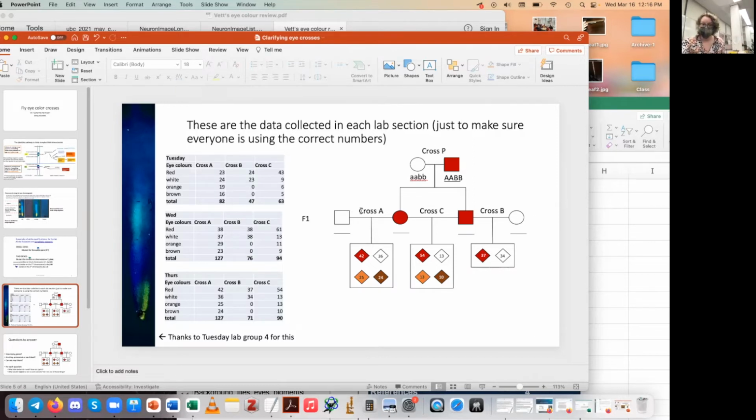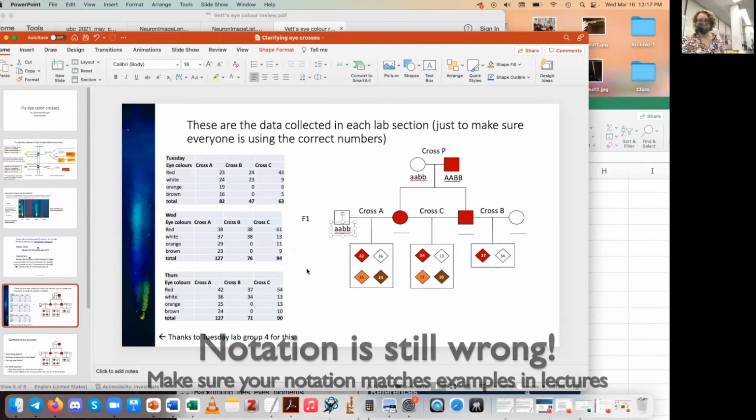So when we get to cross A, B, and C, this is cross A. We've got a heterozygous F1 and a mutant, which means it's homozygous for white. So it's got to be aabb. And we already decided this was AaBb. Does that make sense?